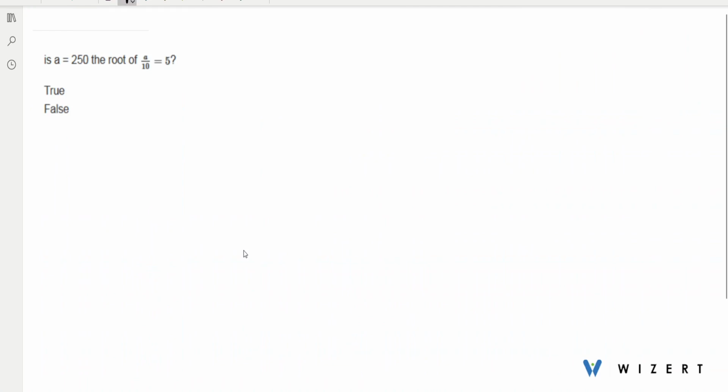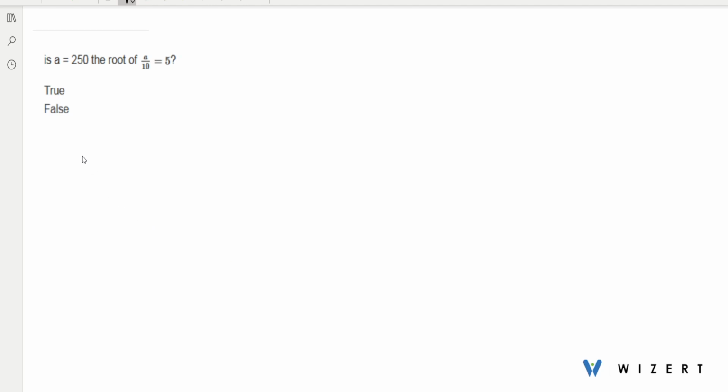So according to the question, we have been asked whether a equals 250 is the root of the equation a upon 10 equals 5. In this type of question, we have to solve by taking the left hand side and the right hand side. Now if left hand side becomes equal to right hand side, then the given statement is true, otherwise it's false.